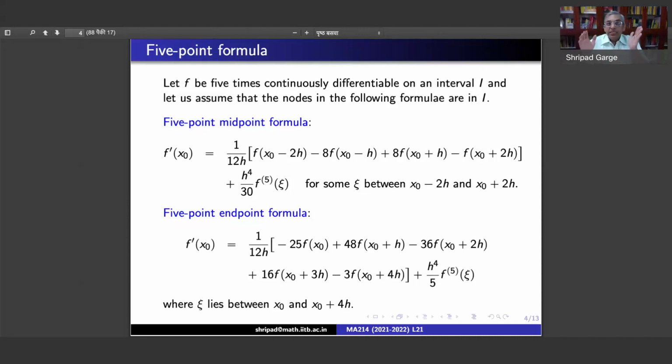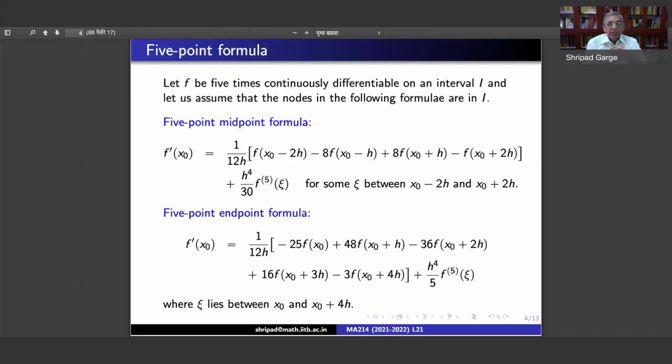We are not saying that it's in the interval x naught comma x naught plus 4h, because if x naught happens to be bigger than x naught plus 4h, then the interval x naught comma x naught plus 4h will be empty. So the only way to state this precisely is that there is a xi which is between these two numbers. We don't say which number is bigger, which number is smaller.